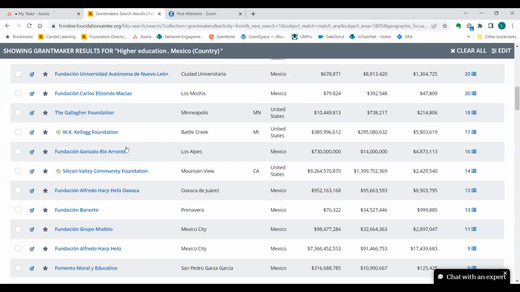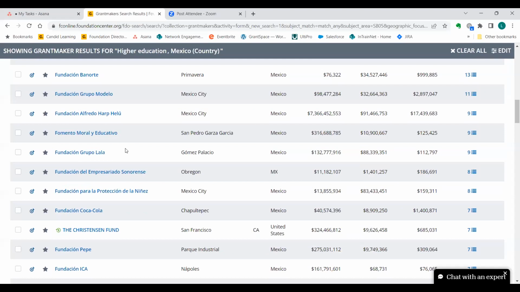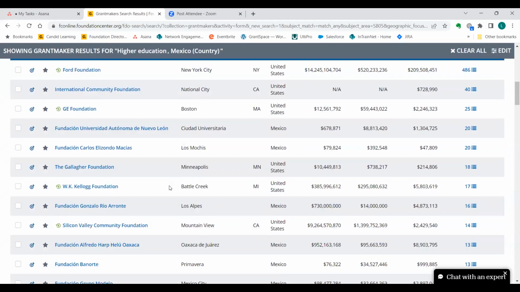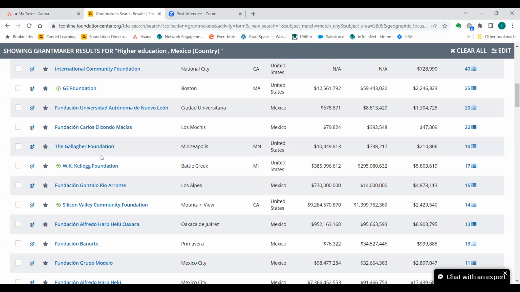These are all the funders who would probably be interested in that. Now, a lot of funders have more than one area, so you're not going to find funders that are maybe just interested in higher education. They'll be interested in multiple things.